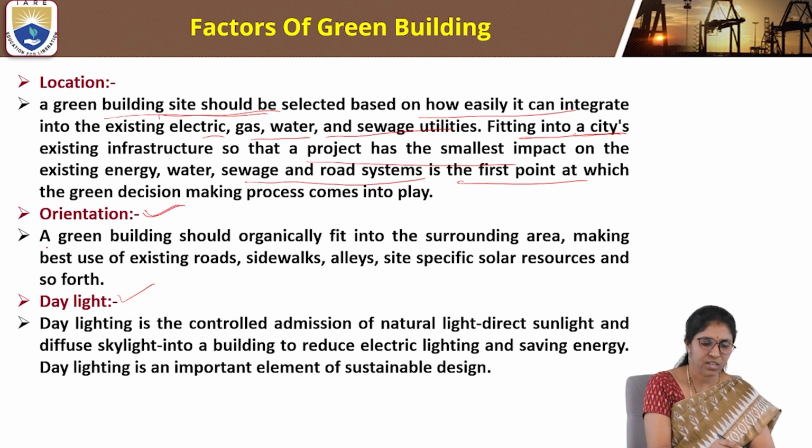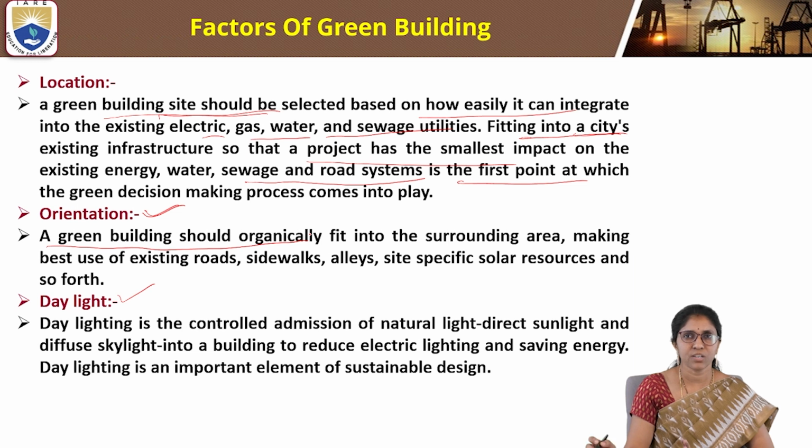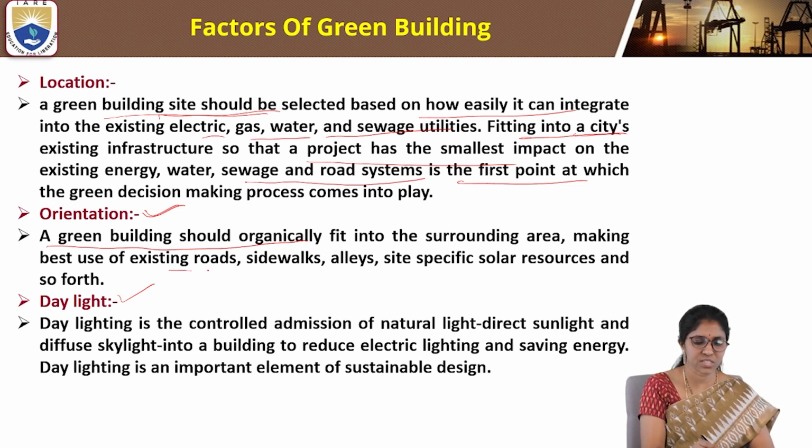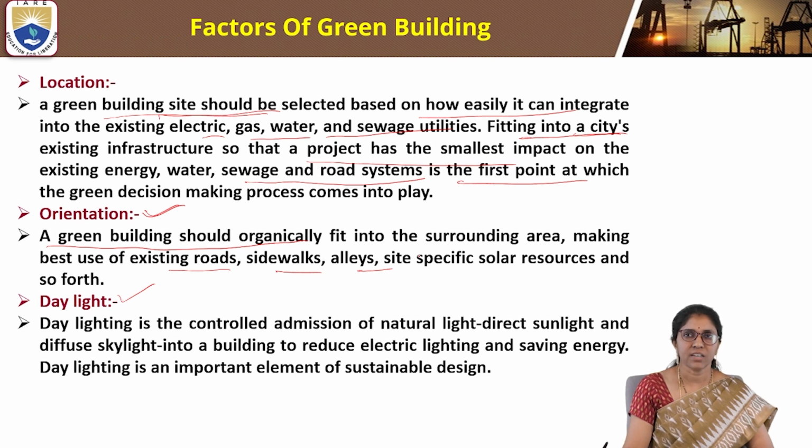Orientation: a green building should originally fit into the surrounding area, making best use of existing roads, sidewalks, alleys, site specific solar resources and so on. Daylighting is the controlled admission of natural light, direct sunlight and diffuse skylight into a building to reduce electric lighting and save energy. Daylighting is an important element of sustainable building design. So these are the factors of green building: location, orientation and also daylight.